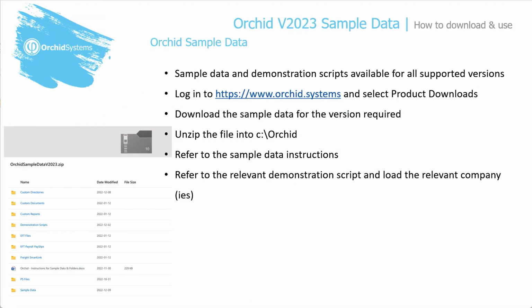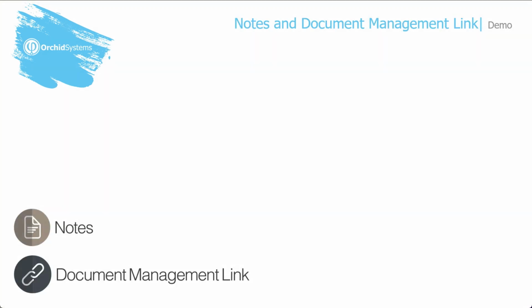We've had a quick look at how to get started with the version 2023 sample data. Now let's look at some of the individual modules, starting with Notes and Document Management Link. Thanks, Anne. So while Notes and Document Management Link can run independently, they're both part of the Information Manager suite and both use a tray to display information and documents on the side of Sage 300 screens. This is why we often demonstrate both modules together in the sample data, and this is what we're going to look at today.